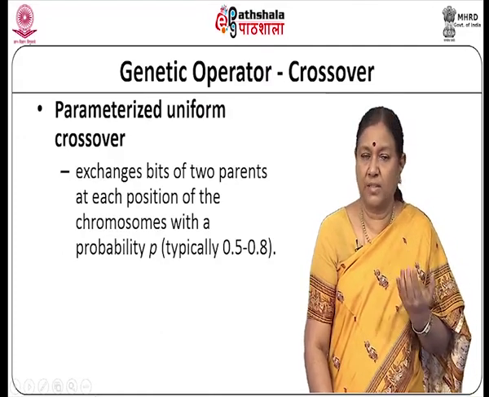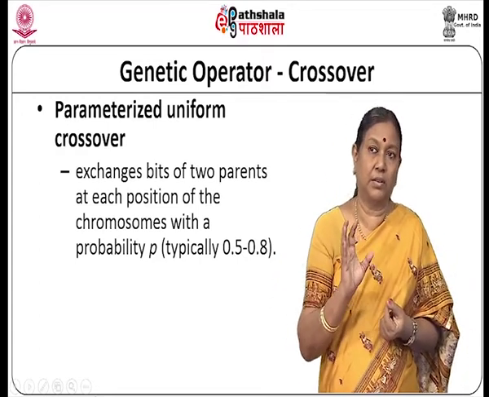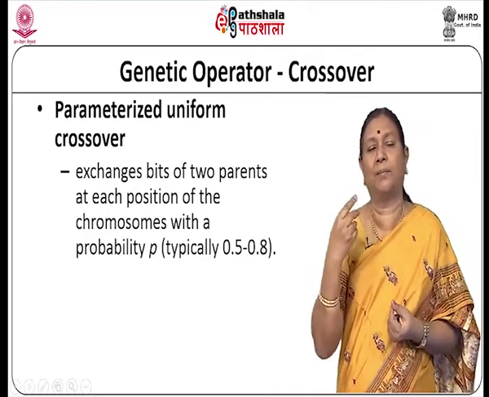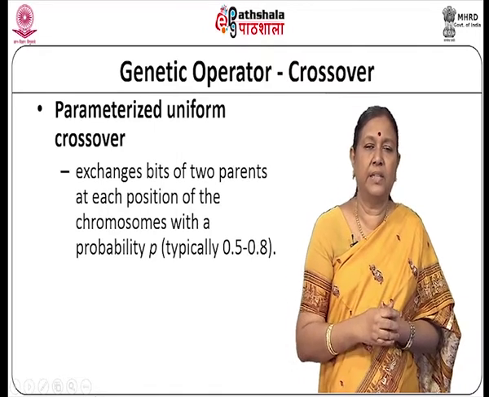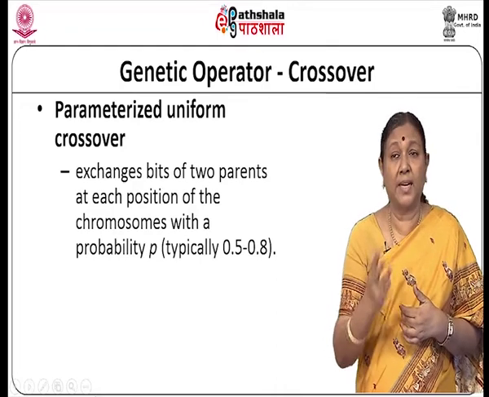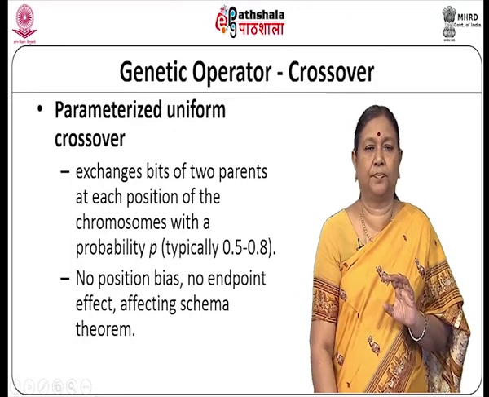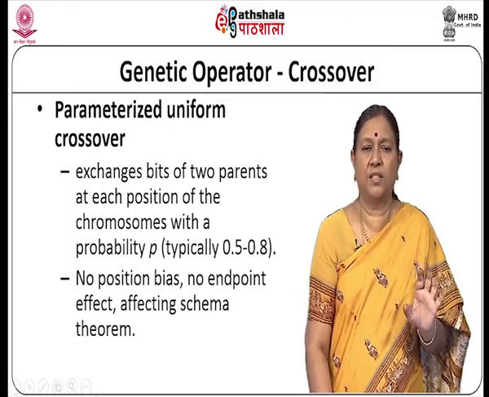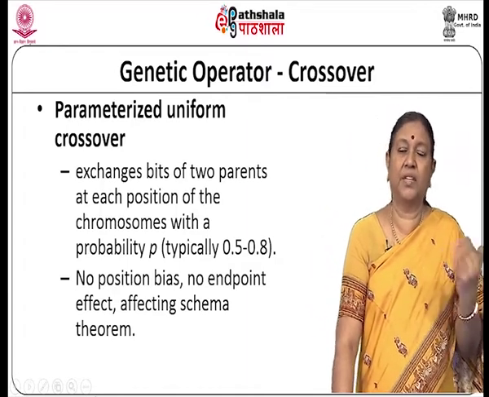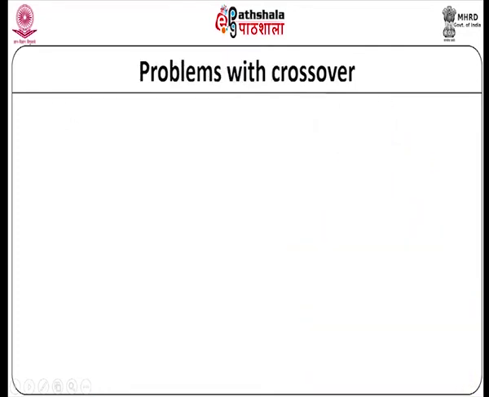Parameterized uniform crossover is another type. The first one we saw was a point-wise crossover, and we saw two types, single point crossover and multiple point crossover. Here it exchanges the bits of the two parents at each position of the chromosome with a probability p. So, 0.5, 0.8, not every time it is exchanged. No position bias, no end-point effect, so there is no problem affecting the schema theorem. Some of the disadvantages of point crossover are handled by this parameterized uniform crossover.